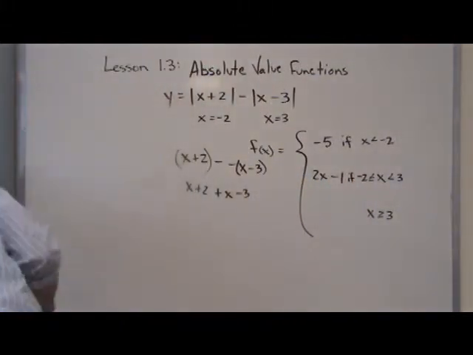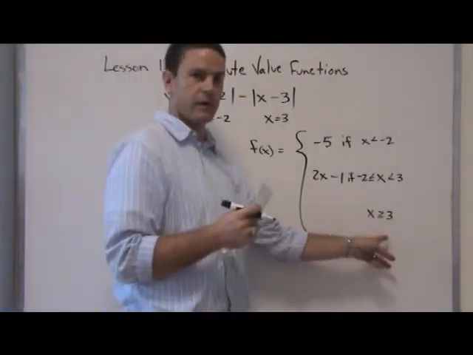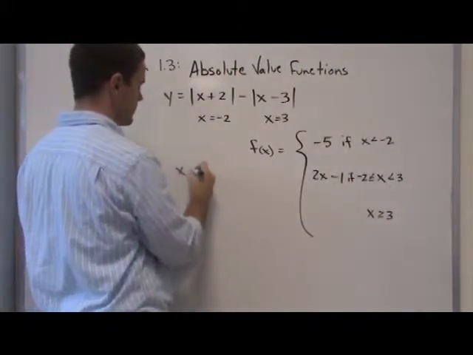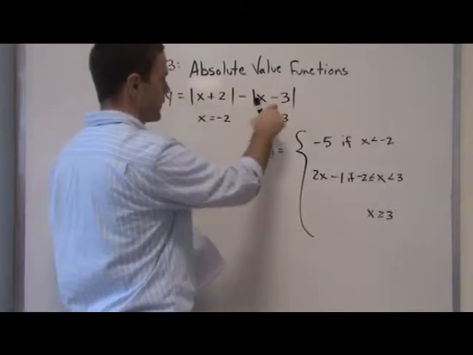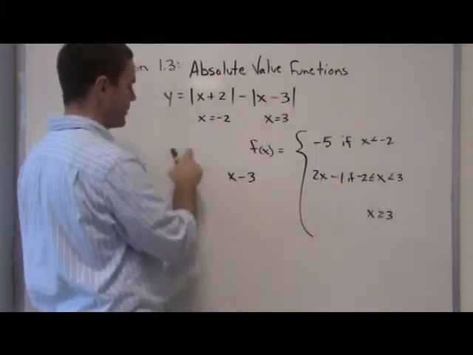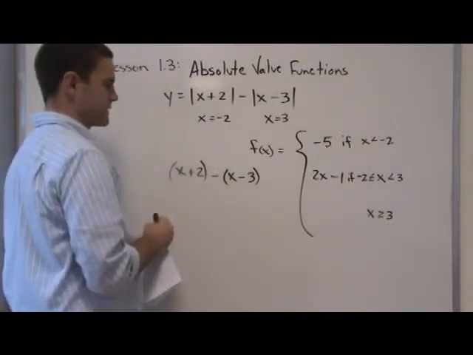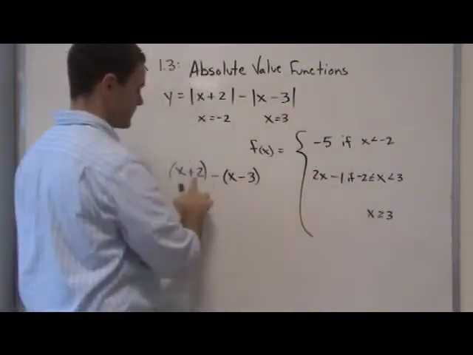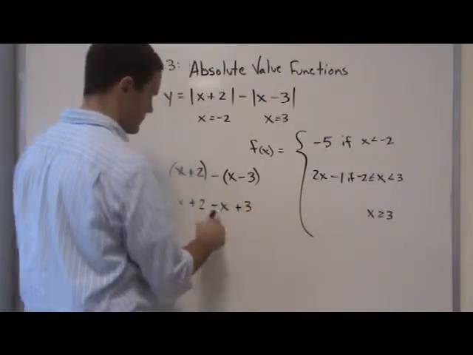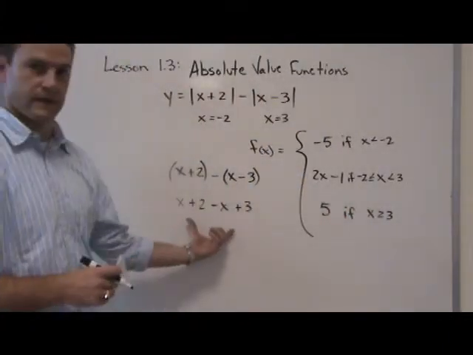Now the last section is if x is greater than or equal to 3, like 4. Put 4 in here, it comes out to be positive 6. Put 4 in here, it comes out to be positive 1. So we didn't put a negative symbol in front of it because it came out to be positive. So we just wrote it as is. This came out to be positive when it's greater than 3. Now you just do the math, and it comes out to be 5. Oh yeah, see that so far?